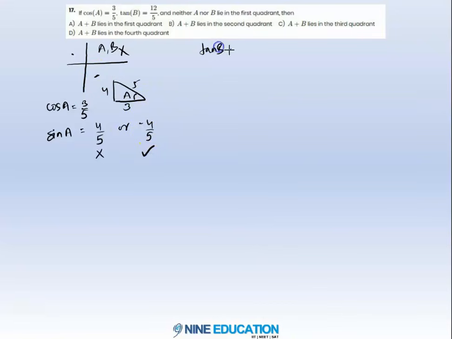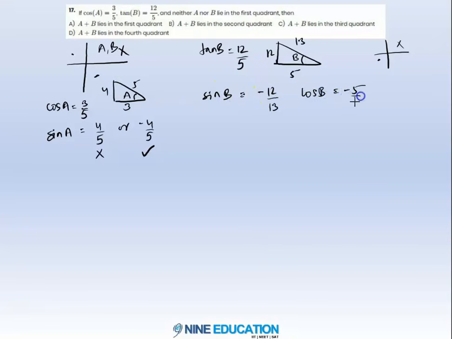Similarly, if I discuss tan B is equal to 12 by 5, again if this angle is B, this is nothing but 12 by 5. So hypotenuse, if I calculate, that will be actually 13. So again tan is positive, which means B is somewhere in the third quadrant, because definitely B is not in the first quadrant. It has to be in the third quadrant for tan to be positive, and in third quadrant sine and cos both are negative. So if I want sine B, it will be minus 12 by 13. If I want cos B, it will be minus 5 by 13.